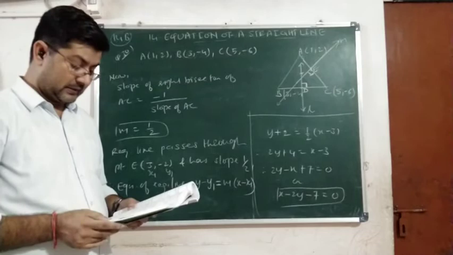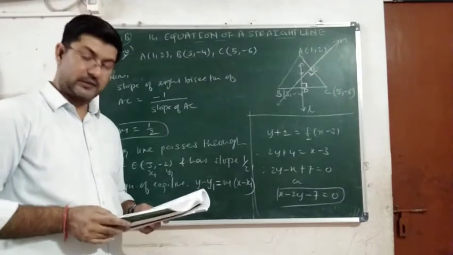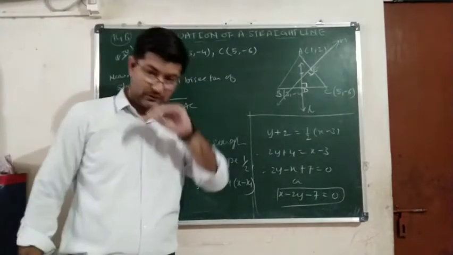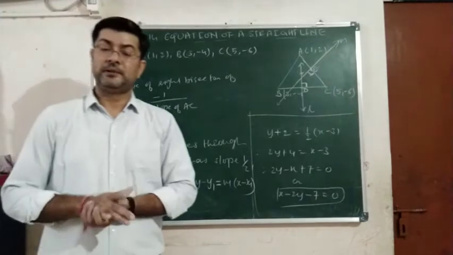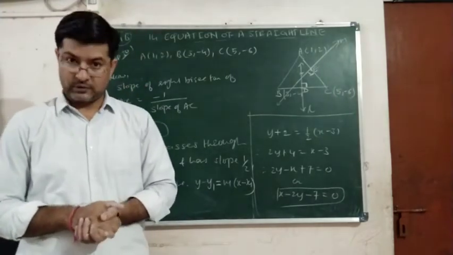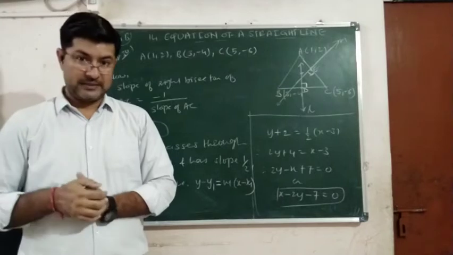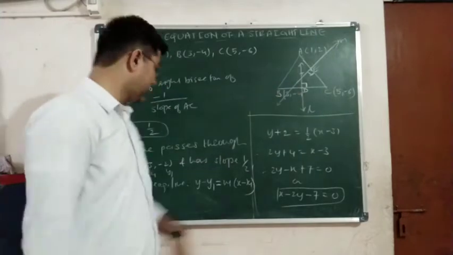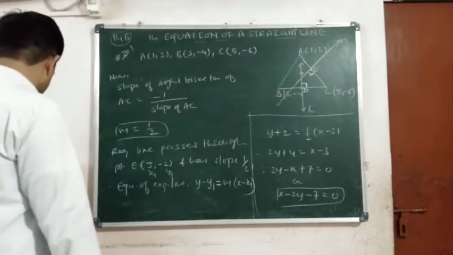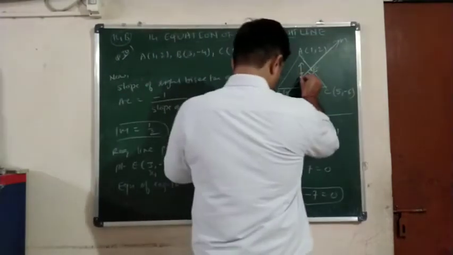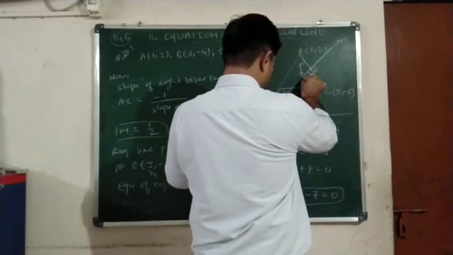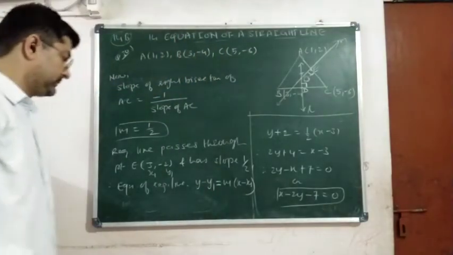Okay, the third part is still left: the coordinates of the circumcenter. Now, what is the circumcenter? It is not a new term, you have learned it in previous classes. The circumcenter is the point of intersection of the perpendicular bisectors of a triangle. Yes or no? So we have the equations of two perpendicular bisectors, so their point of intersection is the circumcenter, denoted by C or O, any way you can denote it. This is just a name.